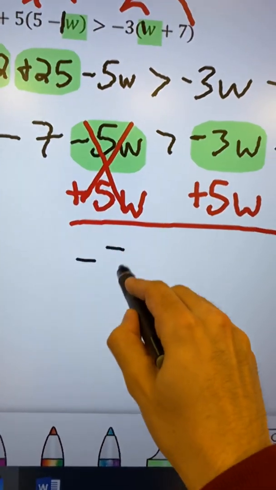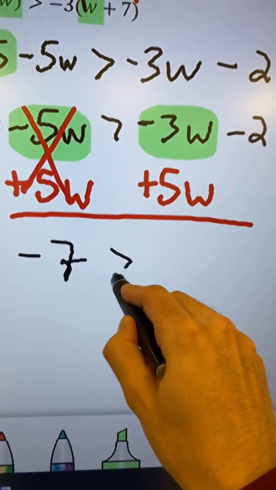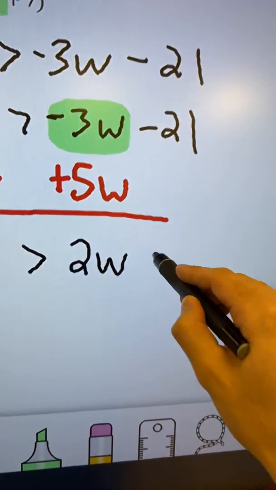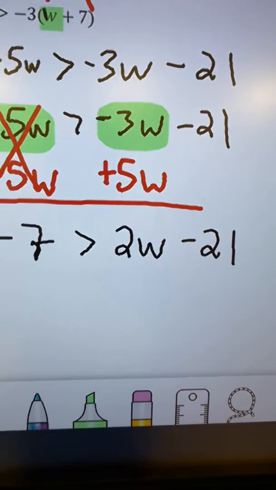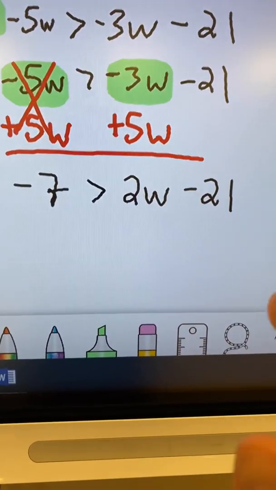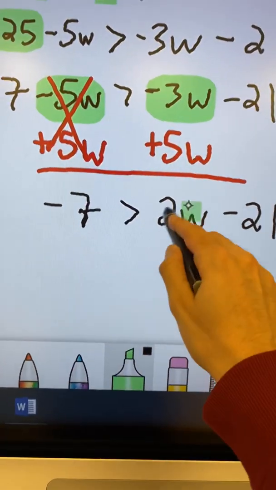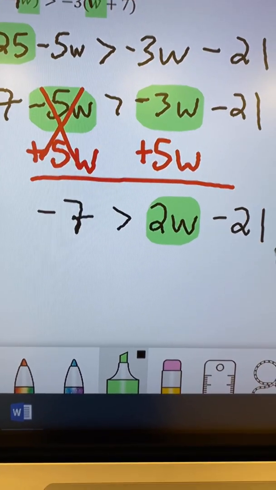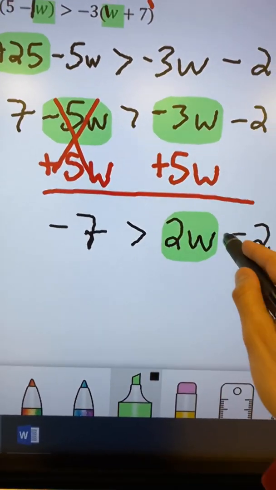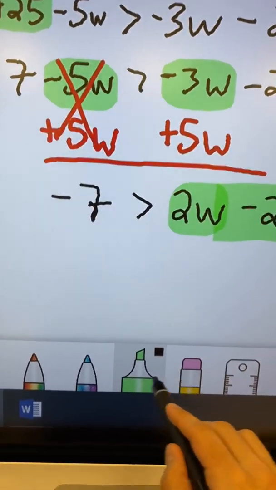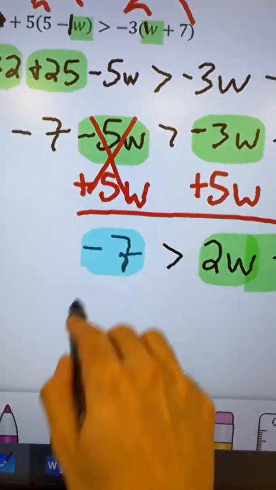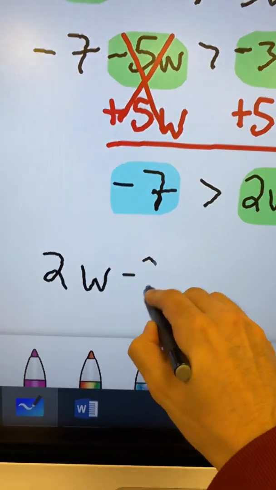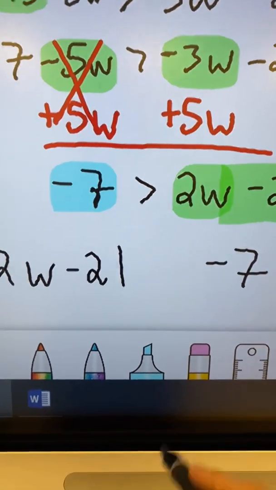We'll bring down our negative 7. Bring down the greater than sign. Negative 3 plus 5 is positive 2W. And then I bring down my minus 21. So again, we're getting closer and closer every time, with fewer terms. Now, since we're trying to solve for W, what I recommend is, since W is on the right side and I know I have to graph it at the end, I'm going to switch sides right now. So I'm going to put 2W minus 21 on this side, and the negative 7 on the other side.